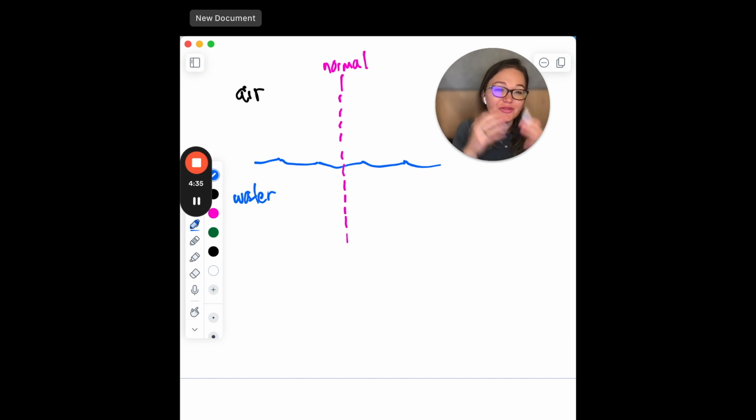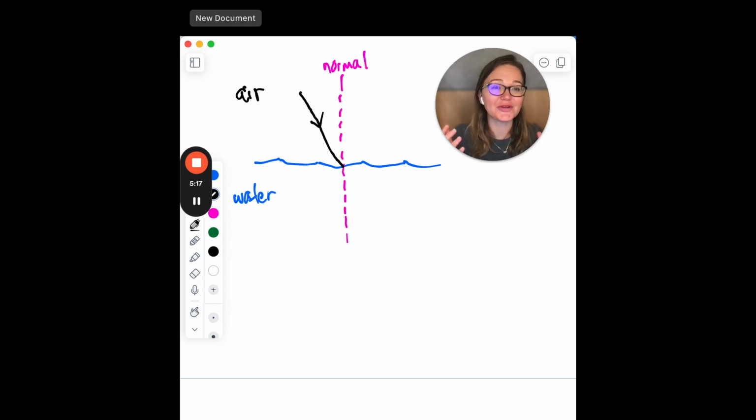So we have two different mediums, right? Air and water. And our light ray is going to start out in the first medium, the air. So there's our incident ray, right? And then when it enters into the water, that water has a different, what we call optical density than the air, which means that although the light ray was traveling at a certain speed in the air, it's going to change speed when it enters the water.